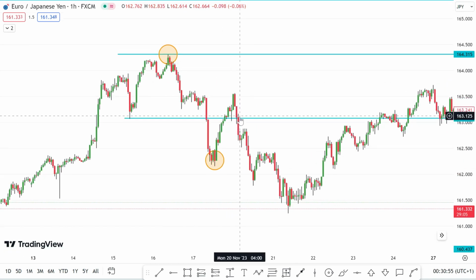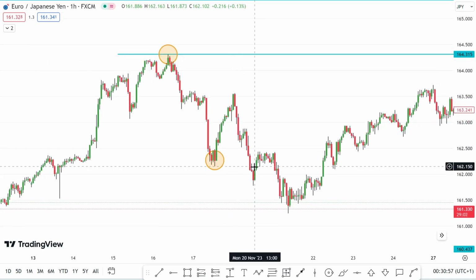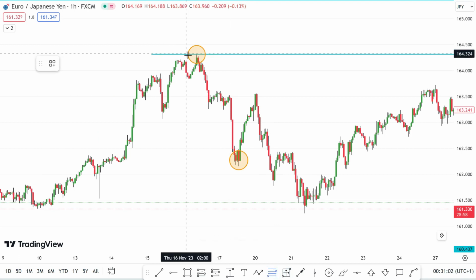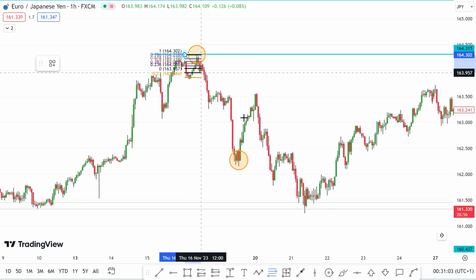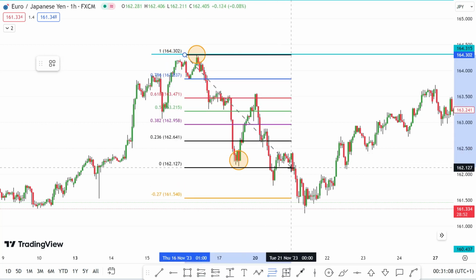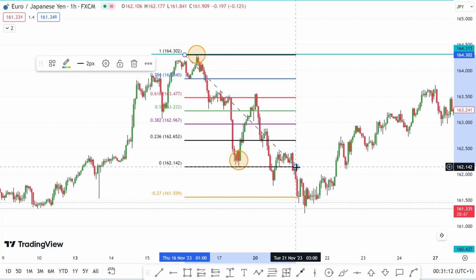with the help of the Fibonacci tool, guys. This is what you do. You take your Fibonacci and you place it at the high. Then the 0% will be at the last low, the lowest point in the market, which was here.